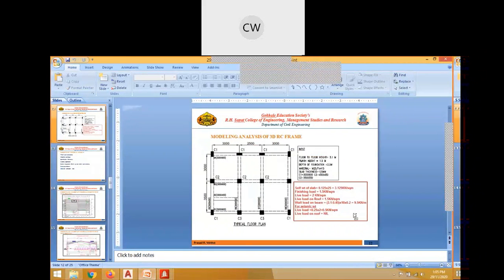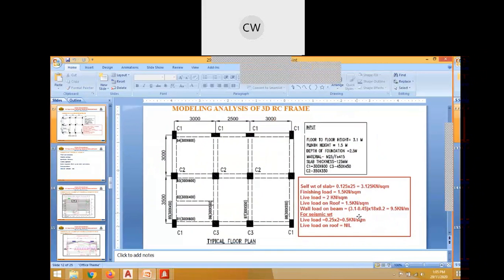Okay. So can you see this PPT? Yes. So here, wall load on the beam is 3.1 minus 0.45. This is clear height of the wall. The 18 is unit weight of this particular material, that is block work. And then 0.2 is the thickness. So 9.5 kilonewton per meter is a wall load on the beam.